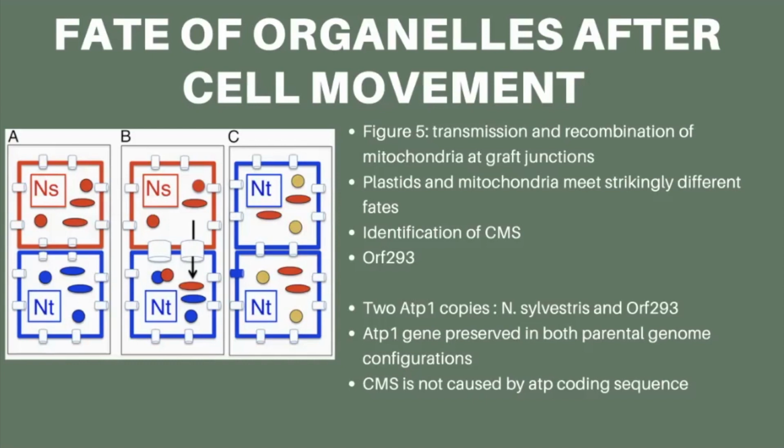And then we discussed two ATP1 copies, the N. sylvestris copy and the ORF293 copy. Basically, the ATP gene is preserved in both parental genome configurations. And in addition, CMS is not caused by the ATP coding sequence.